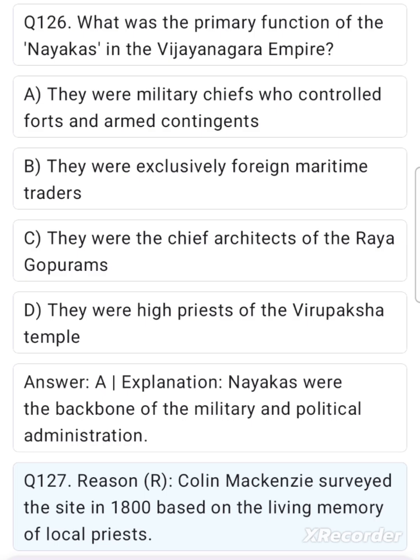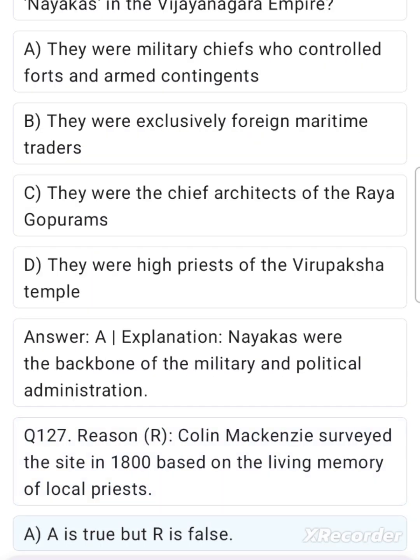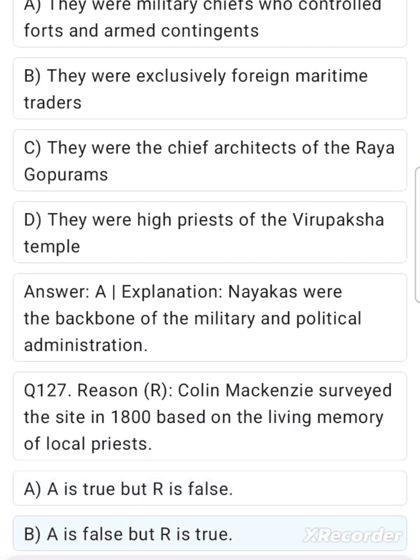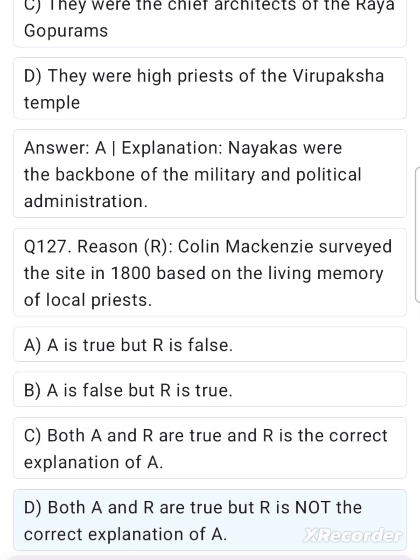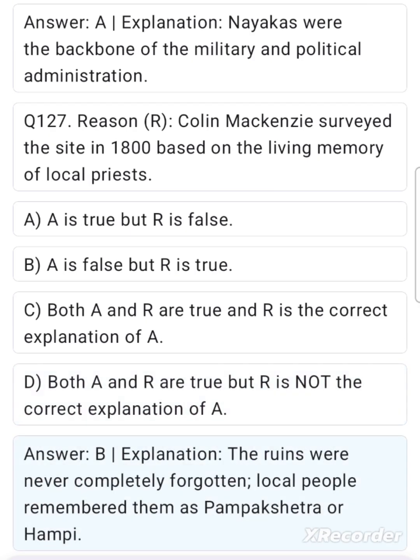Q127. Reason R: Colin Mackenzie surveyed the site in 1800 based on the living memory of local priests. A. A is true but R is false. B. A is false but R is true. C. Both A and R are true and R is the correct explanation of A. D. Both A and R are true but R is not the correct explanation of A. Answer: B. Explanation: The ruins were never completely forgotten. Local people remembered them as Virupaksha or Hampi.